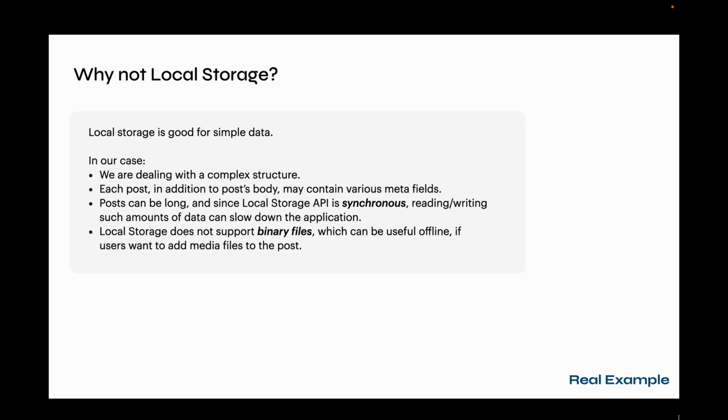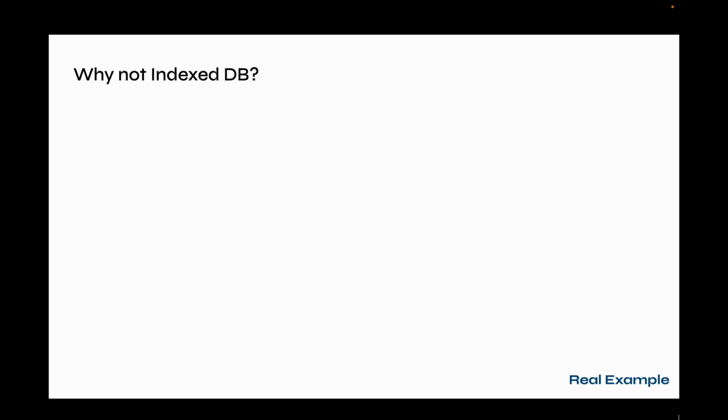Why not local storage? Local storage is good for simple data. In our case, we're dealing with a complex structure. A post may have a title, text, and other fields. Posts can be long, and since the local storage API is synchronous, reading and writing such large amounts of data can slow down the application. And finally, local storage does not support binary files, which can be useful offline if users want to add media files to a post. Why not IndexedDB?